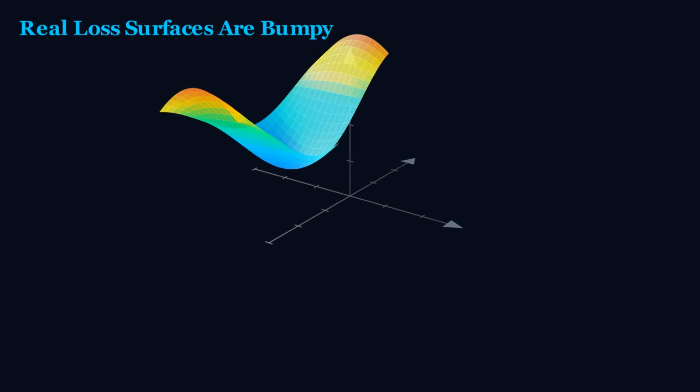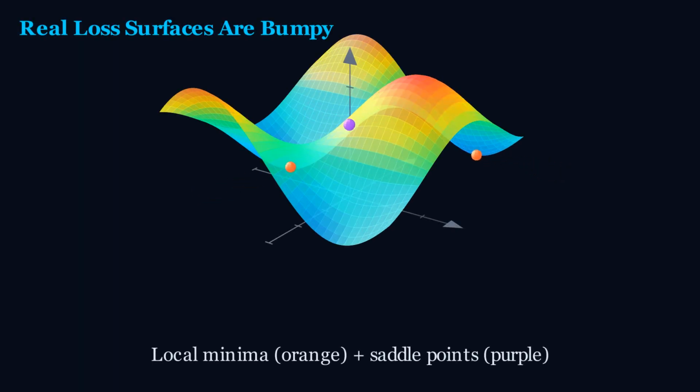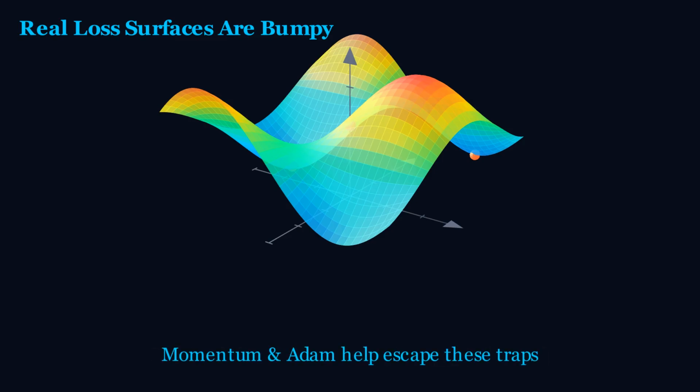Real loss surfaces are not a single smooth bowl. They have local minima, valleys that are not the deepest, and saddle points, where the surface curves up in one direction and down in another. These can trap simple gradient descent. That's why modern optimizers like Momentum and Adam add extra tricks to escape them. But every one of them is built on this same foundation.